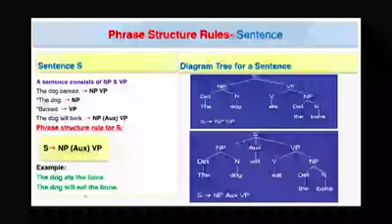Barked is the VP. The dog will bark. In this case, when we include in the sentence a modal like will, which indicates the future, how are we going to represent that in a tree?